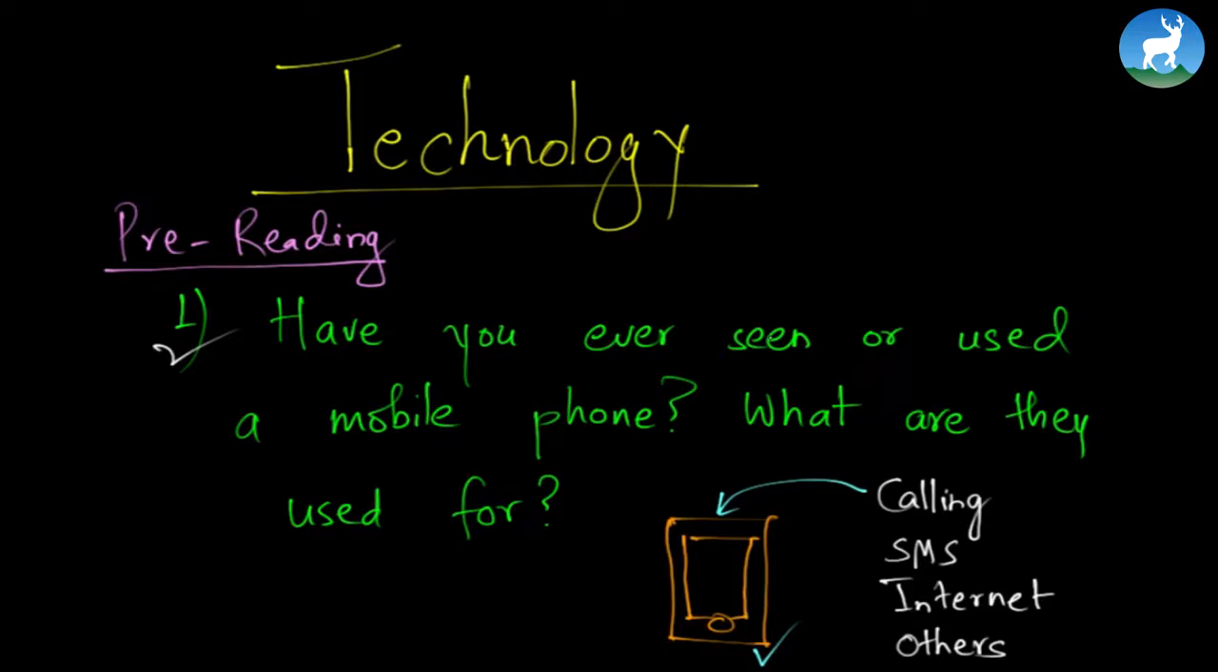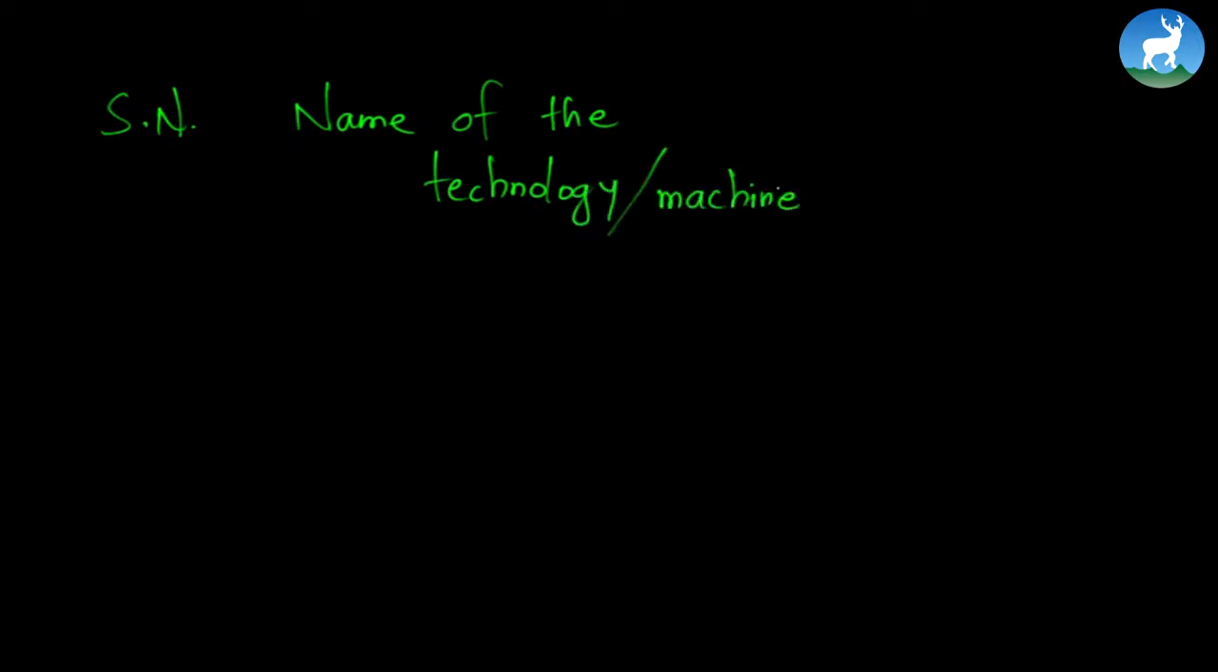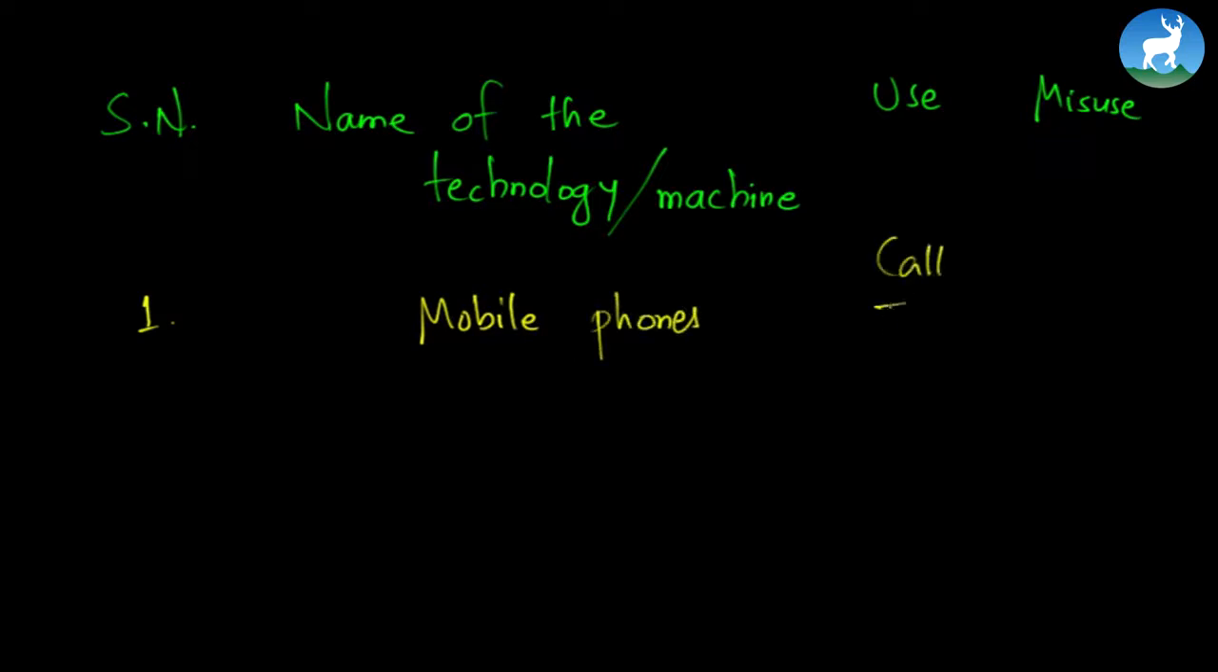Let's do the second question on the pre-reading activity. The second question that we have today is listing out all the technology that we use. It begins with a serial number, then we have the name of the technology or machine, followed by its use and misuse. Let's list them out. Number 1, obviously mobile phones or cell phones. The use is to call people, to text people. What's the misuse? Misuse could be overuse or bluff calls, internet harassment and stuff like that.